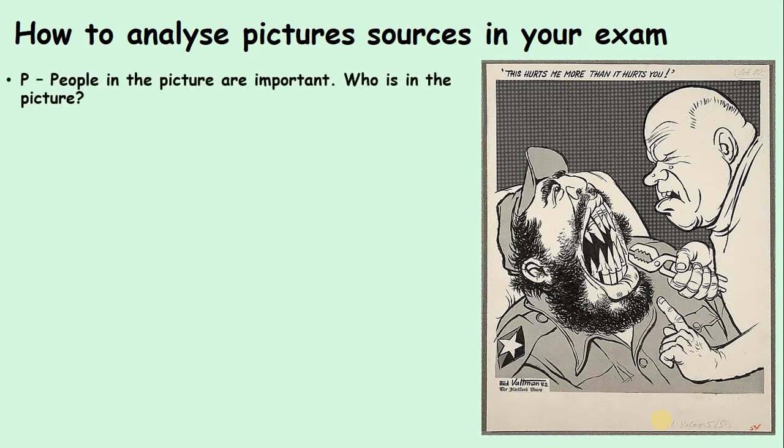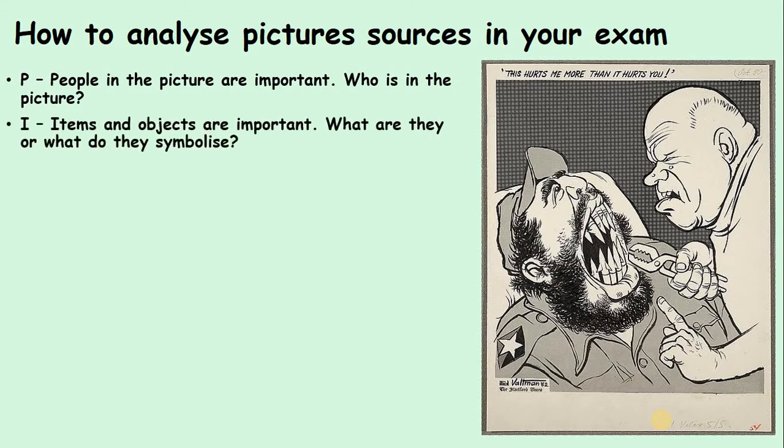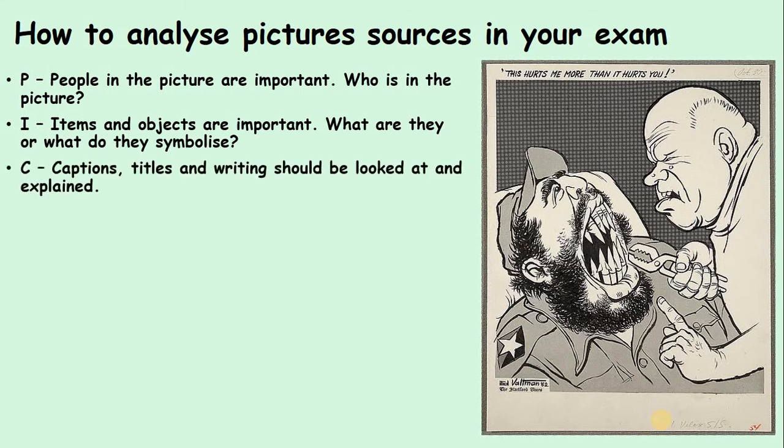First of all, P is people. Who are the people in the picture source? In this case, we've got Khrushchev, obviously, and Fidel Castro. I is items and objects, which are important, so we can see the missiles in Castro's teeth are represented as missiles, so that will help us to think about the meaning. C is captions, any captions that appear. Well, there's a phrase that Khrushchev is saying, "This hurts me more than it hurts you." So again, this is all essential for piecing the meaning together. It's like a jigsaw. Each one of these brings a bit more meaning to the source.